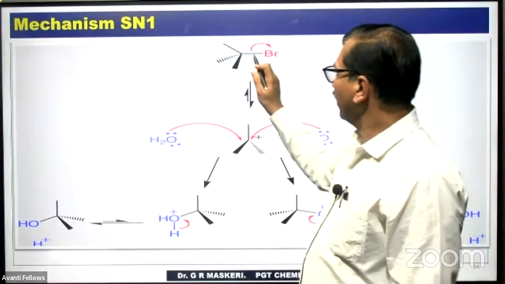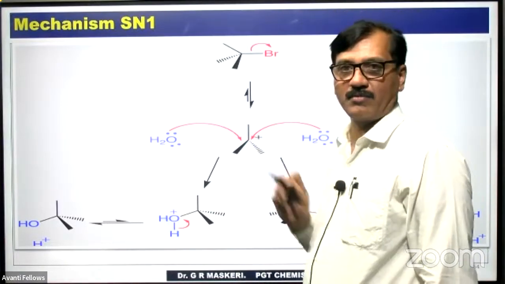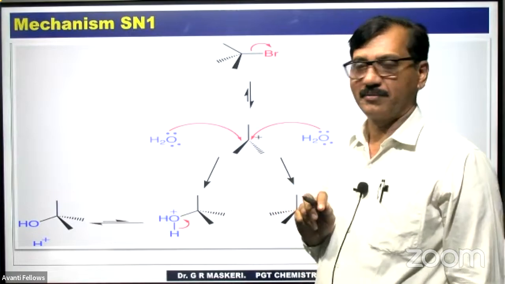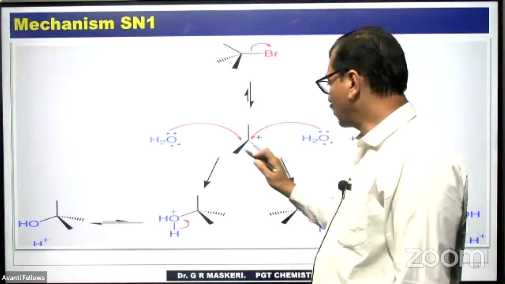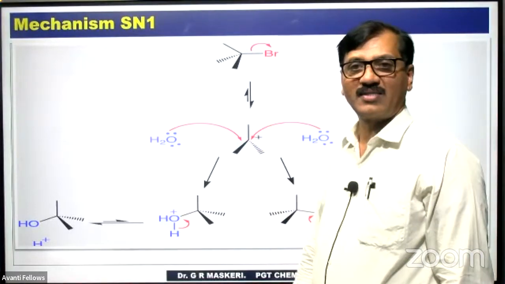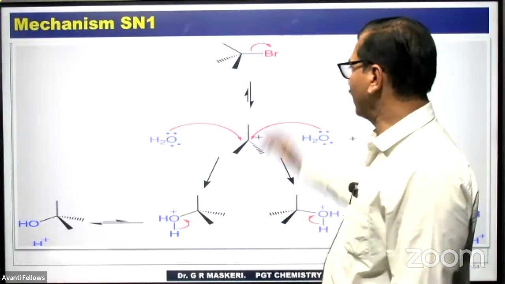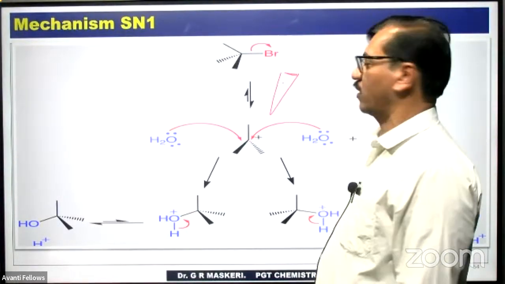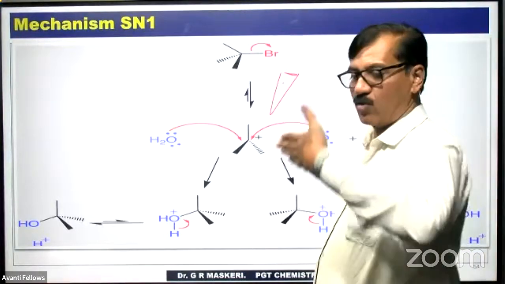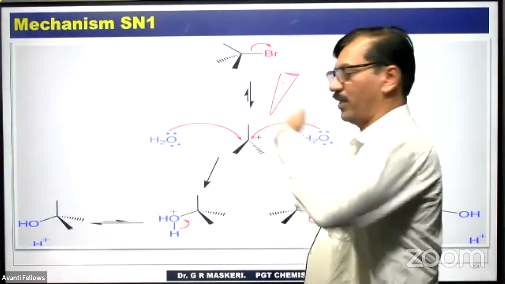Now suppose it has to form a carbocation. There will be a change in the geometry. Now this carbon has only three alignments. Whenever there are only three alignments, it is trigonal planar. This is trigonal planar, like this. So trigonal planar stands like this.